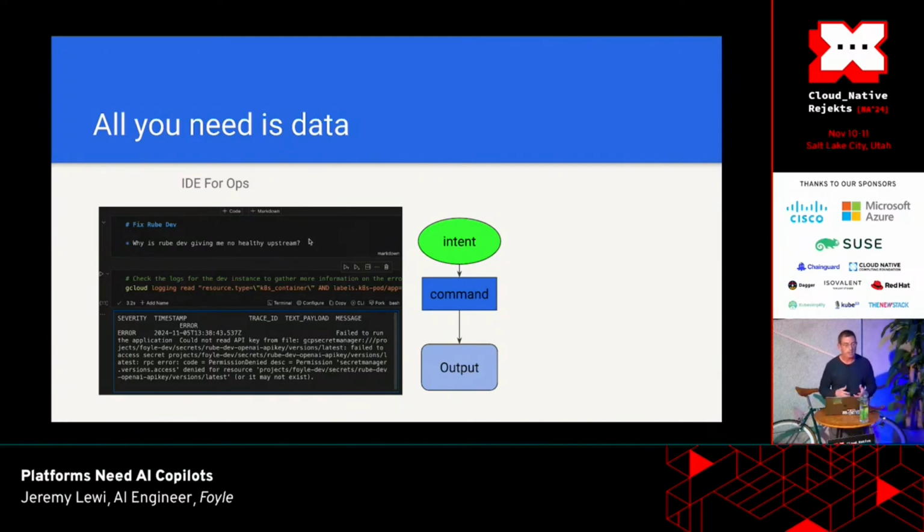So your markdown cells capture your intent. Your command cells capture the commands you needed to actually execute to achieve that intent. And we can then capture the outputs of those commands as well. So we can capture that data and use that to train the LLM.